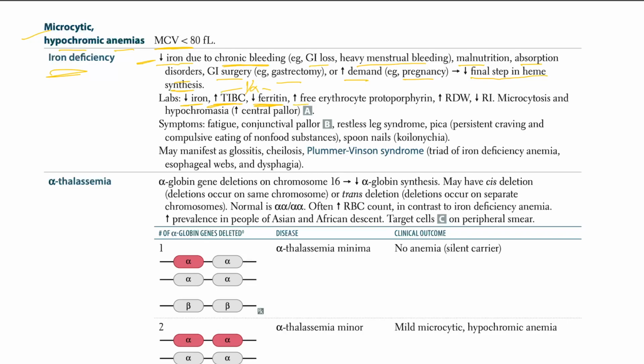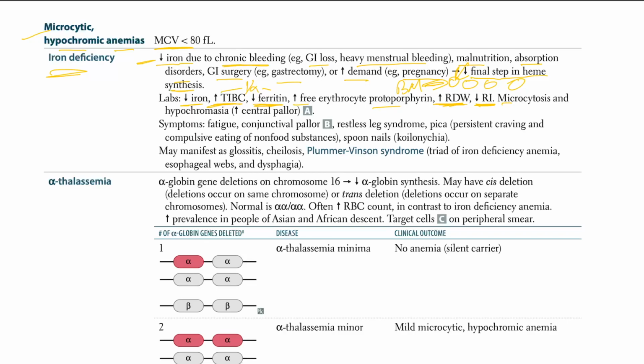Increase in free erythrocyte protoporphyrin, increase in RDW. That means a lot of different shapes that are present in the bloodstream. RDW, so bone marrow is trying to make so many RBCs that it's just throwing out maybe some immature cells which are larger than the normal. So that's why you have the increase in RDW. And decrease in RI, reticulocyte index. Okay.